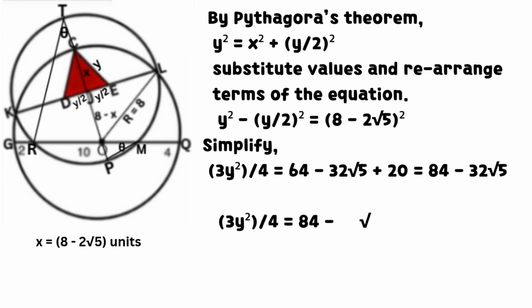Simplify this equation so that 1/4 of 3 times the square of y equals 64 minus 32 times the square root of 5 plus 20, which equals 84 minus 32 times the square root of 5. Cross-multiply and solve for the square of y.